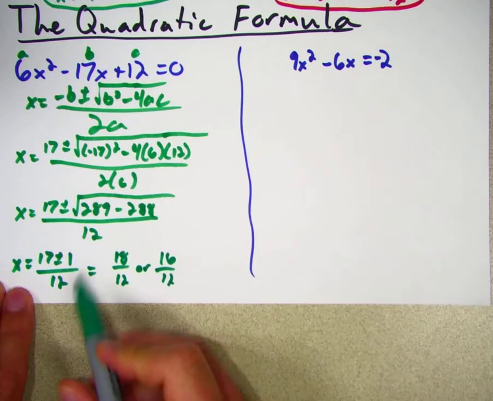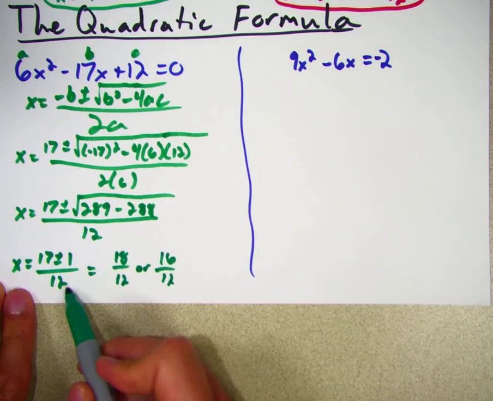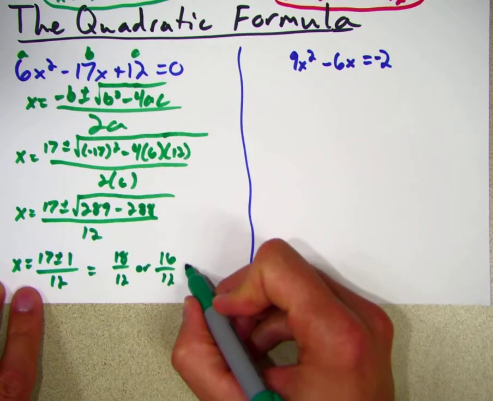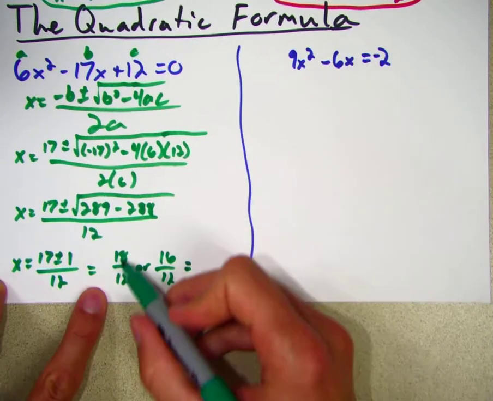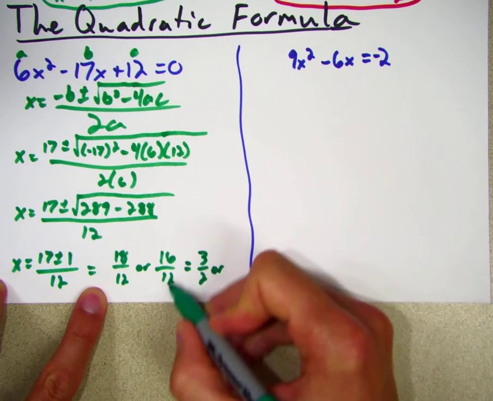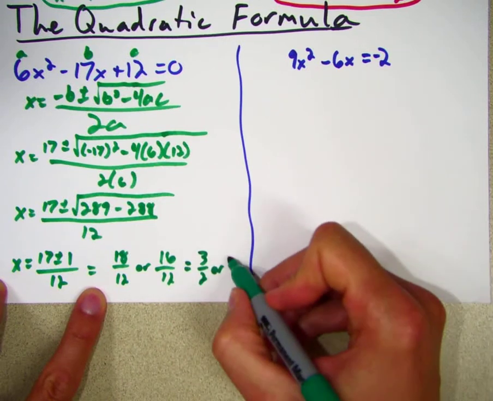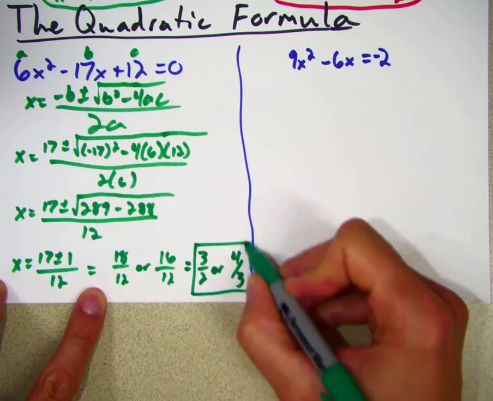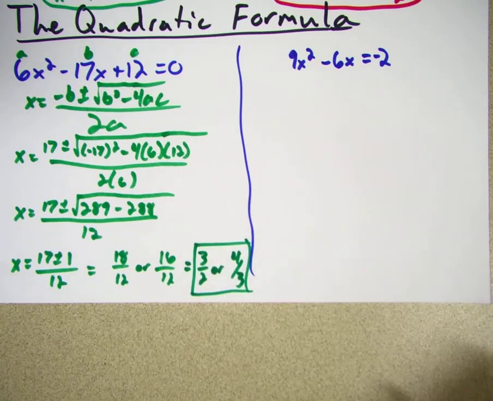So what I'm doing is doing 17 plus 1, and then dividing by 12, and 17 minus 1 dividing by 12. Those two results are going to be, if we reduce this, 3 halves. And then if we reduce this one by 4s, that's going to be 4/3. All right, so there's that one.